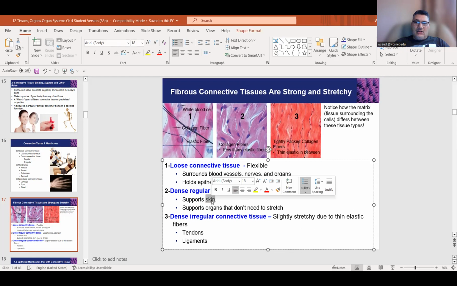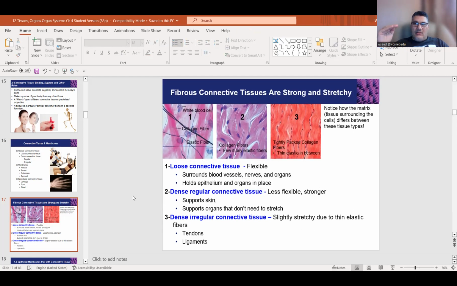What's a good example? Under the skin. Remember when I told you the epithelial cells are located on a basement membrane and underneath there is connective tissue? This is a dense regular. Dense irregular like the ligaments and tendon. It looks like this, like number 2, or like this.